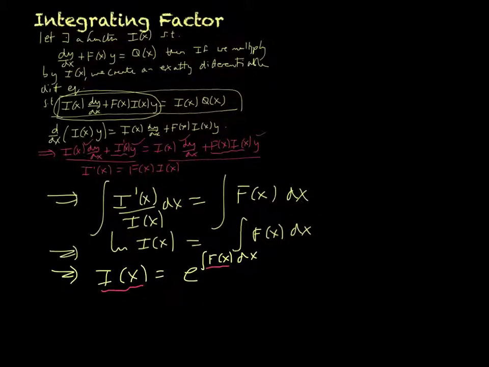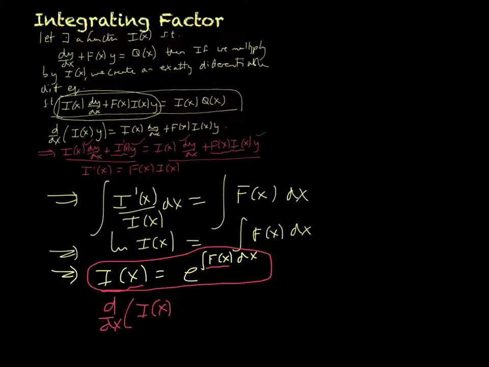So, we've done it. We've said that if there is a function I of x which exists, it is in the form of e to the integral of f of x, i.e. what I'm saying is that d over dx of I of x y, remember from our starting point over here, is our left-hand side, which must be the same as I of x q of x.